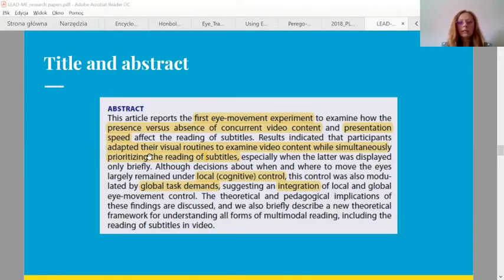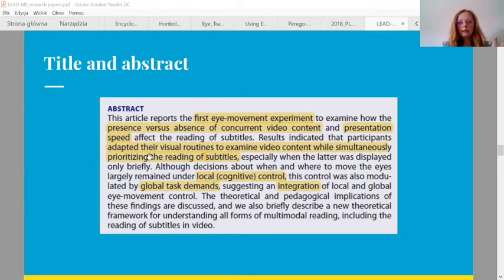Right? So probably the authors define some visual routines or identify visual routines in the control condition, let's say, and these visual routines are adapted in the experimental condition, let's say. That might be the case, right? A very interesting thing. Of course, it's measured with eye tracking, right? So there is some kind of a visual routine of how the eye gaze goes, right? Okay, and prioritizing reading of subtitles. That's also interesting and worth looking into, right?